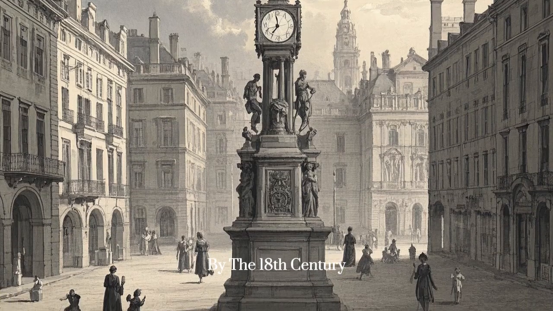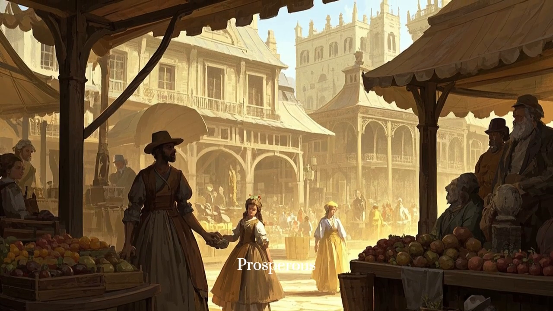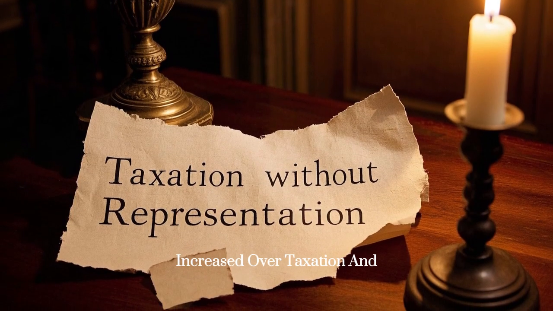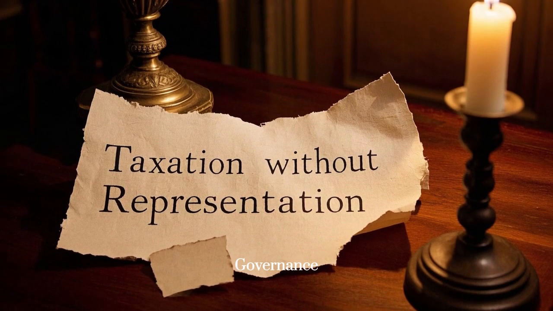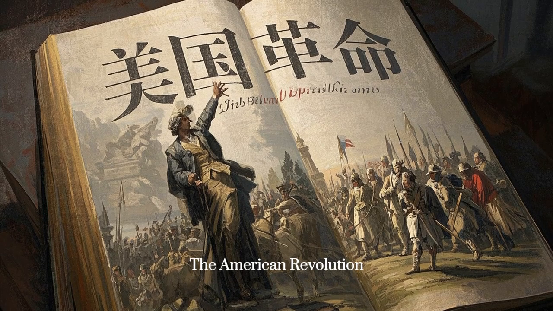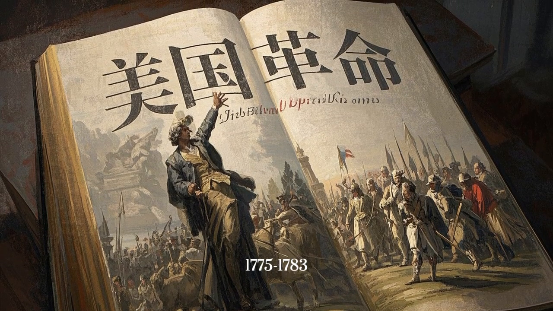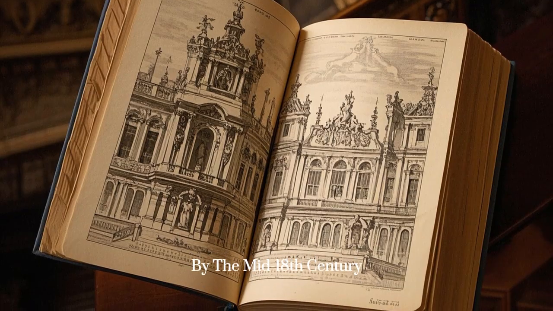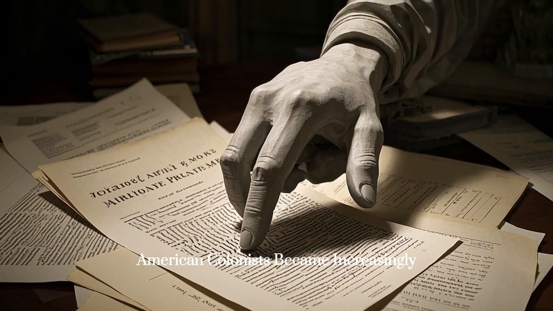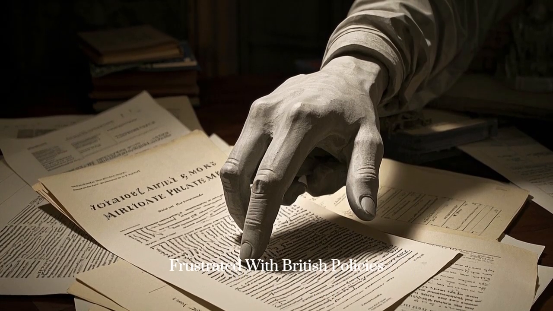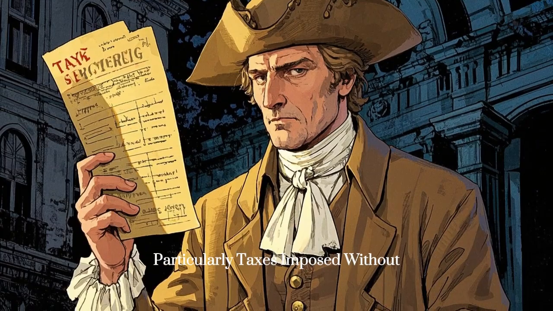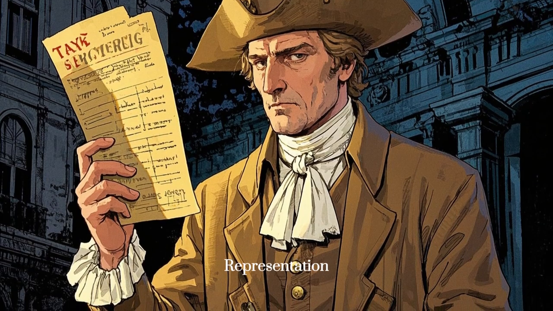By the 18th century, the colonies had grown prosperous, but tensions with Britain increased over taxation and governance. The American Revolution, 1775 to 1783. By the mid-18th century, American colonists became increasingly frustrated with British policies, particularly taxes imposed without representation.